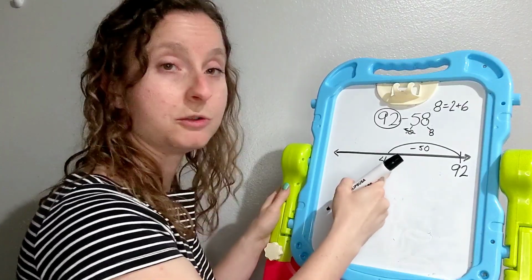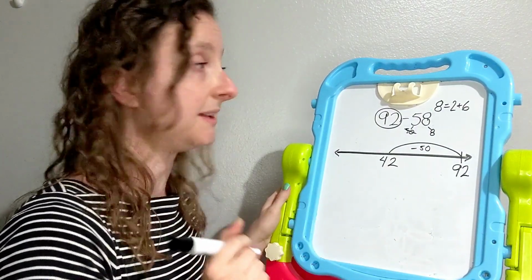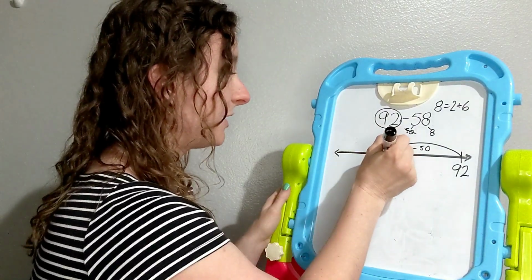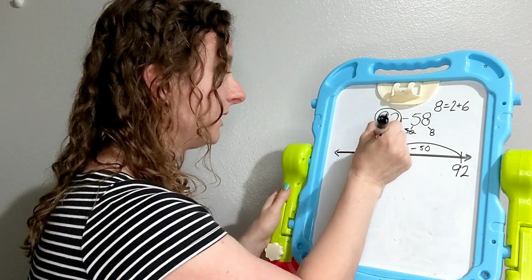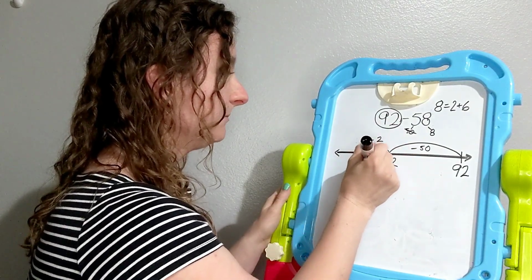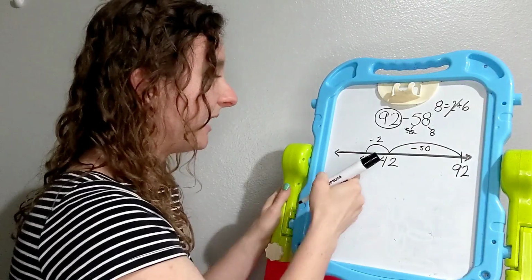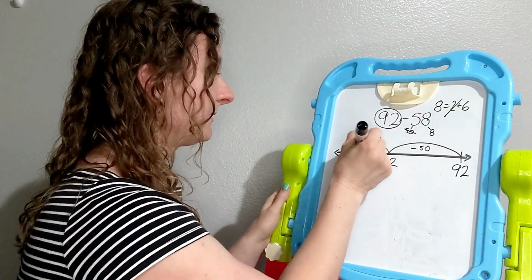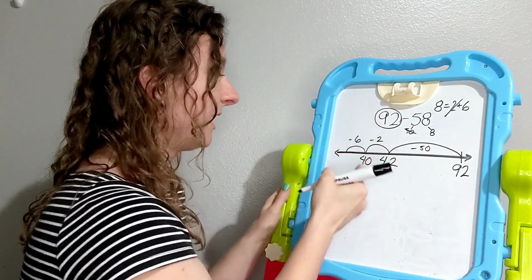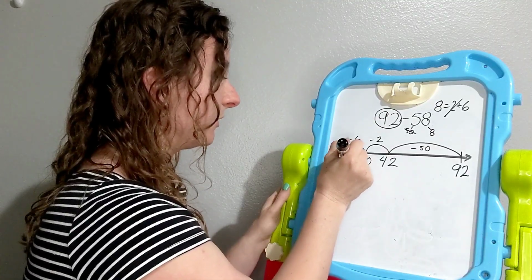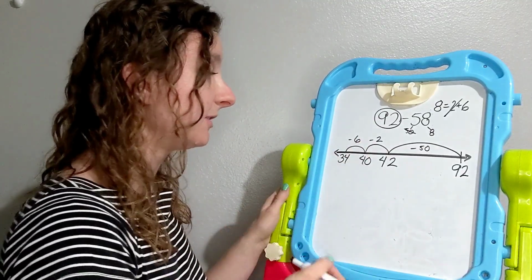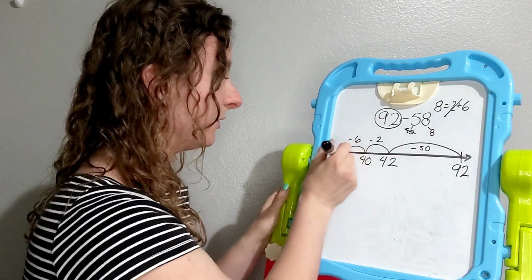I chose 2 because there's a 2 in the ones place here. So I'm going to take away 2 first, and that gets me to 40. And now I'm going to take away my 6, and that gets me to 34. So my answer to this problem is 34.